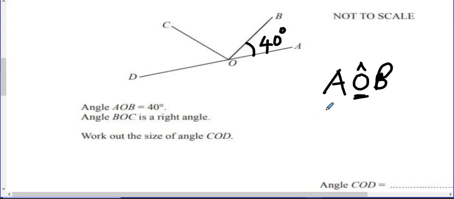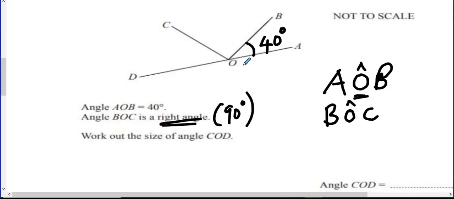Angle BOC, again, they're talking about this angle O, but BOC. So BOC is a right angle. Now, when they say a right angle, they simply mean 90 degrees. So go ahead writing here 90 degrees because they are saying angle BOC is 90 degrees.